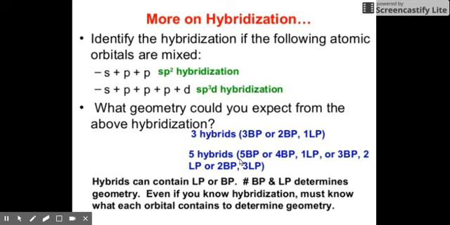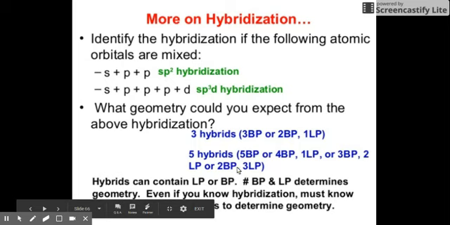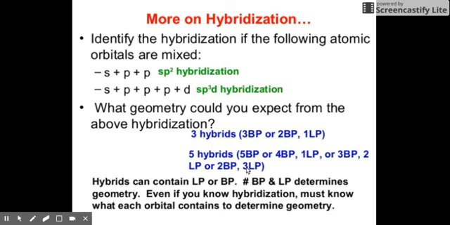If it's five hybrids, it can be five bonding pairs, all of it, with zero lone pairs, so you get a trigonal bipyramidal. If it's four bonding pairs and one lone pair, that's going to be your seesaw. Three bonding pairs and two lone pairs, you can have a T shape, and two bonding pairs and three lone pairs, you will get a linear. So this is dependent on your molecular geometry.